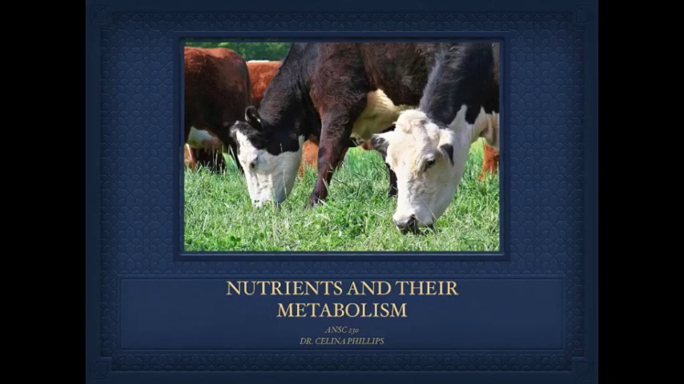This is the third and final part of the nutrients and their metabolism, and in this one we're going to talk about if we were to do a chemical analysis of a feed, how would we describe the six classes of nutrients and get an idea of what amount of each of those classes of nutrients feeds would have in it. So it's looking at the chemical analysis of feeds.